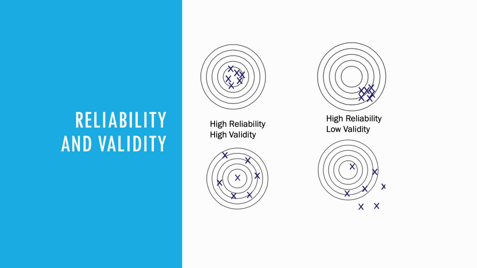So they're close together, so it's reliable, the same thing over and over again, but not where we want that to be. Then we look at the bottom left. We've got X's kind of all over the place, but there are some in the center. This is low reliability, but high validity. So we know that it's measuring what it's supposed to measure, but we can't get consistent measurements.